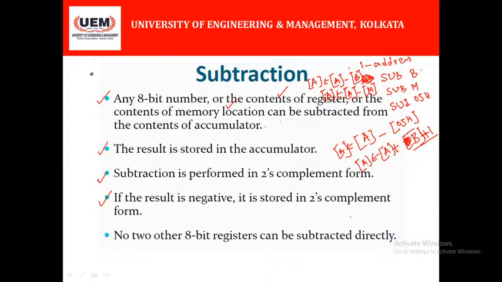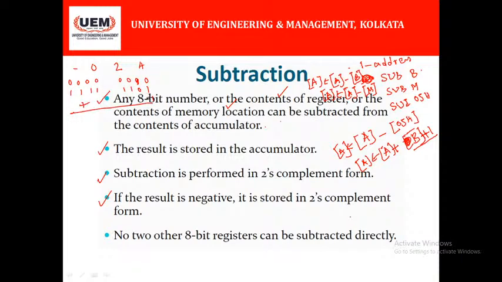For example, suppose the result is minus 02H. Then it can be stored in this way. We should take the binary value of 02, convert it into a 4 digit binary number, then take the ones complement and add 1 with it.